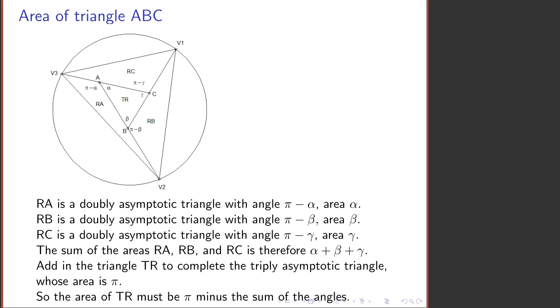And the sum of these three areas is therefore alpha plus beta plus gamma. But if I add in the triangle, then the four regions, RA, RB, RC, and TR together form a triply asymptotic triangle. We know the area of that, it's pi. And since the three regions outside the triangle have combined area alpha plus beta plus gamma, we have proved the area of the triangle is pi minus the sum of the three angles.